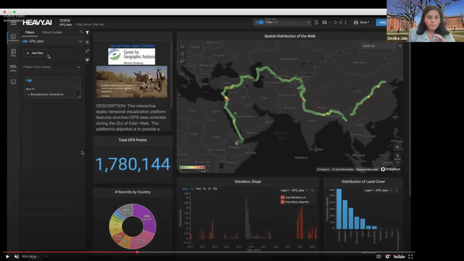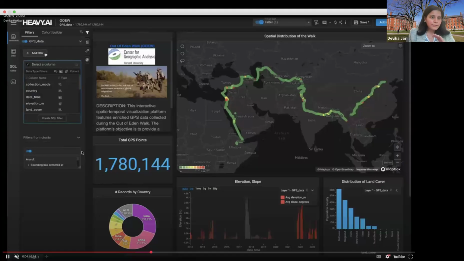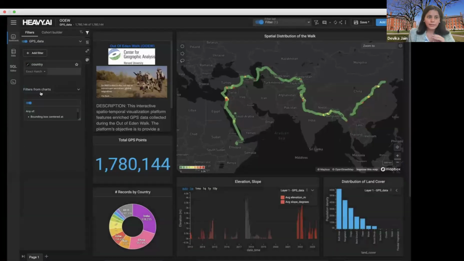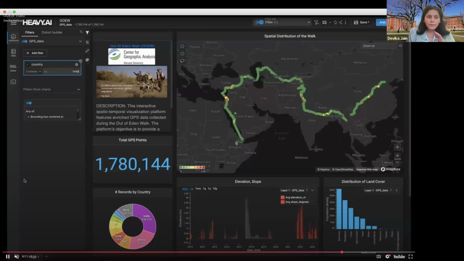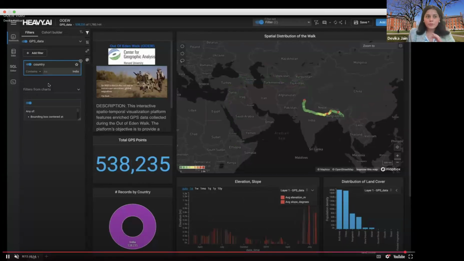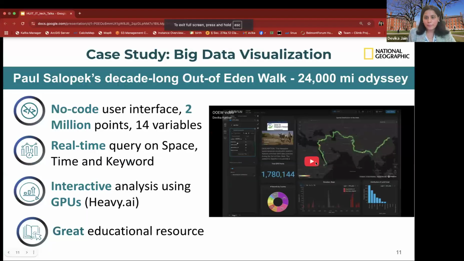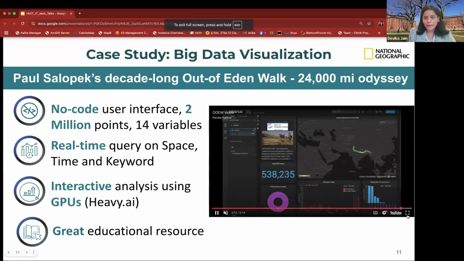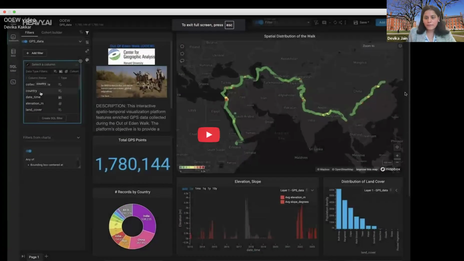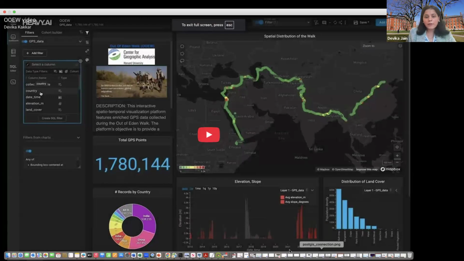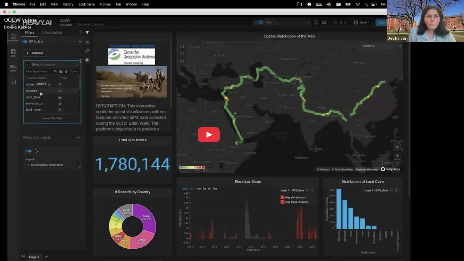However, the cool part is that it allows you to add filters. For example, find me all points in Paul's walk which are in India. You can say country India, enter the name, and it will show you the points in India. Maybe I'll show that part again. This is the kind of toolset we are trying to build.